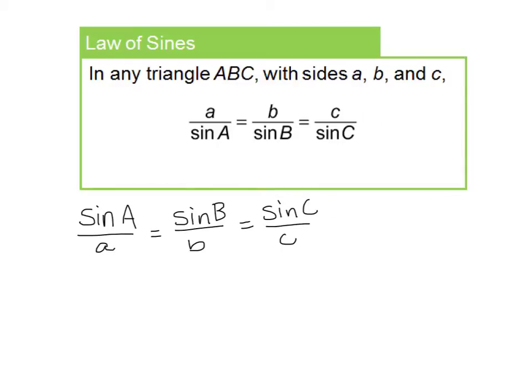One of the suggestions is that whatever variable you're looking for, keep in the numerator. So if you're looking for side length, put the side lengths in the numerator. If you're looking for an angle, keep the angles in the numerator. It doesn't really matter either way. So pick one that you like and stick with it.